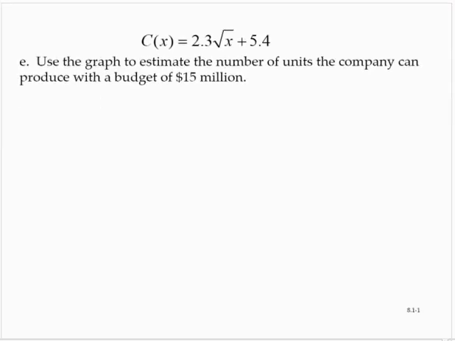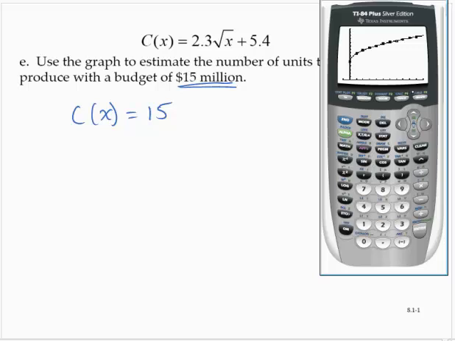Use the graph to estimate the number of units the company can produce with a budget of $15 million. All right, so thinking about it, if the budget is $15 million, we need to find x so that C of x is 15. There's a couple approaches to this. We could trace along the curve. When I hit the trace key, it put me on the lists, the data points.